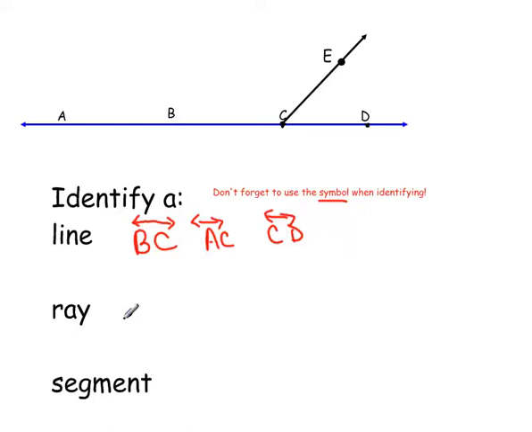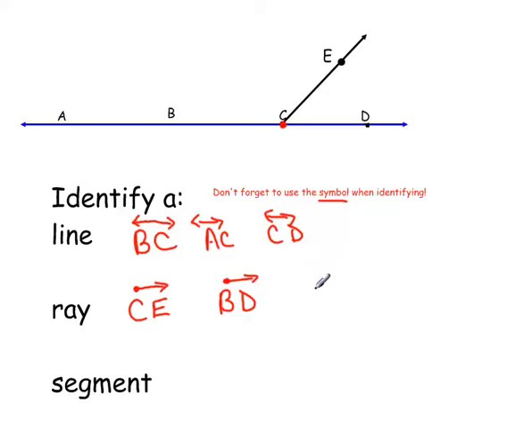For a ray, you're also using 2 letters, but a ray has an endpoint and then goes forever in one direction. So this is a ray. It goes forever in this direction. So I could say CE is a ray. The endpoint does matter. The endpoint has to be where the endpoint is on your figure. Also, in a line, there are rays within the line. If I wanted to say ray BD, BD would start here and go forever in this direction. It would not include the point A because this is where it starts and it goes forever in this direction.